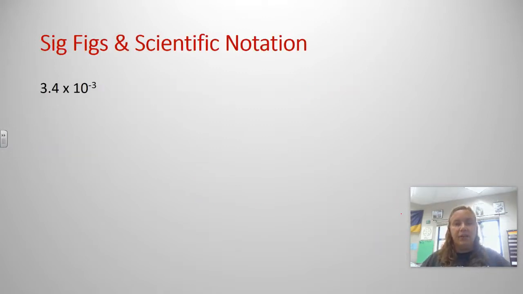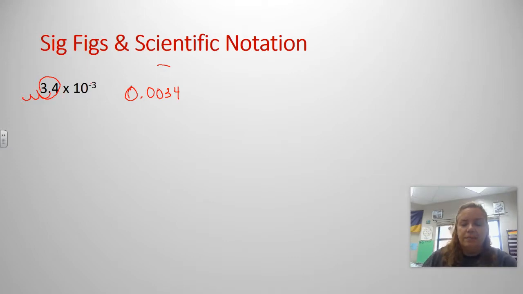Okay, sig figs and scientific notation. So again, scientific notation, let's think about this. If we would write this in scientific notation, we would write 0.0034. We'd move our decimal place 3 spaces. If we wrote it like this, we would have 2 significant figures. So when we do sig figs, you only count the significant figures in this part of the answer, not your base 10. So we have 2 sig figs here.